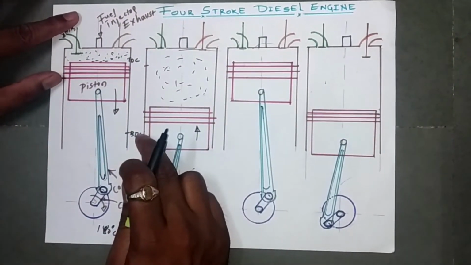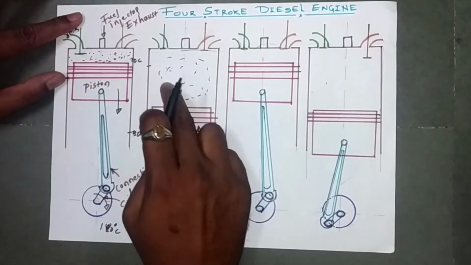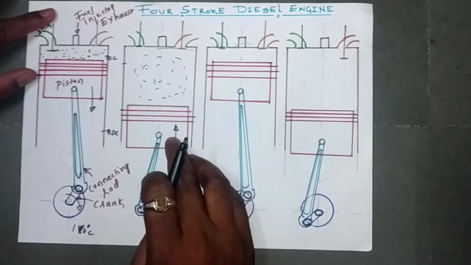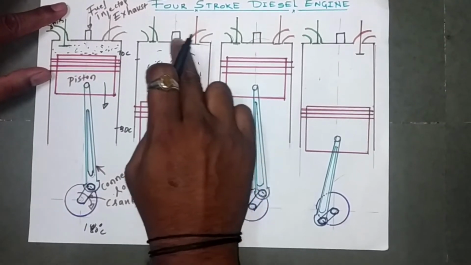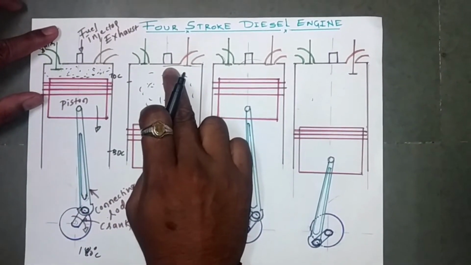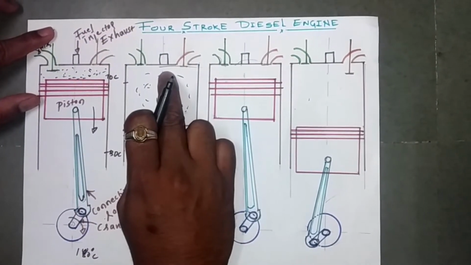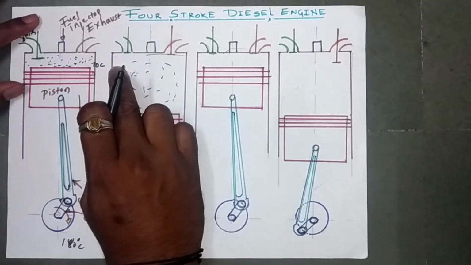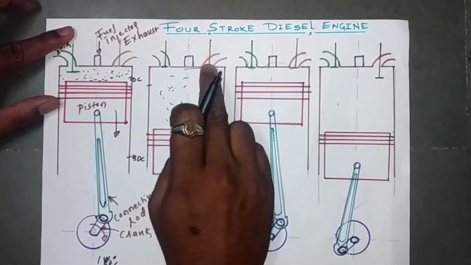When your piston starts moving from BDC to TDC, the air which is present in the cylinder starts compressing, it starts squeezing. So when the piston reaches TDC, the top dead center, the air temperature is going to increase, and the pressure also increases. The temperature of the air increases, and your piston will be at TDC at the end of the compression stroke. And in the compression stroke, both valves will be closed.